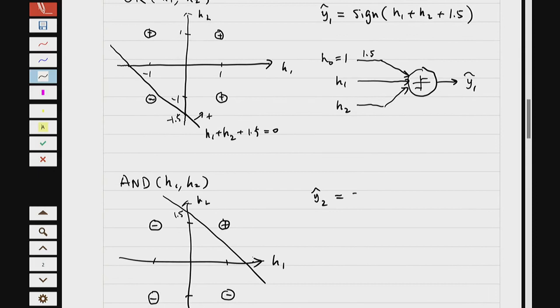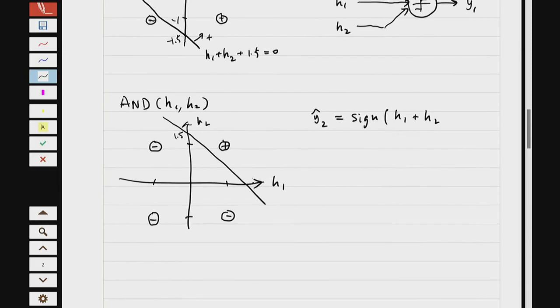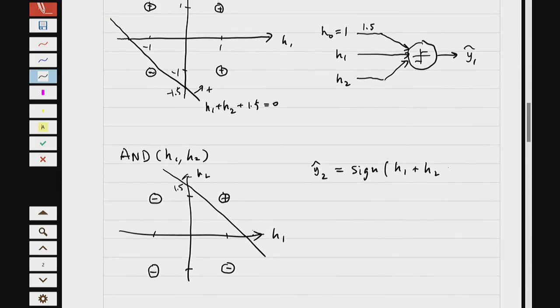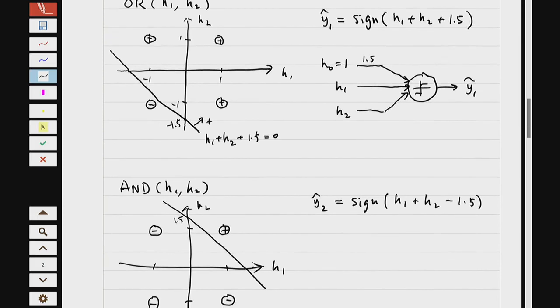Y2, let's say it's the AND function. So what is this line now? Still, it's H1, H2, yeah, because it's still the anti-diagonal line. Now the intercept is 1.5, so this is 1 minus 1.5, yeah? Okay. So if you observe the difference between the AND function and the OR function for the perceptron in terms of the algebra, you see that the only difference is the intercept, yeah? You change from plus 1.5 to minus 1.5, yeah?